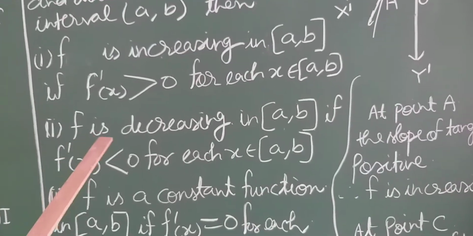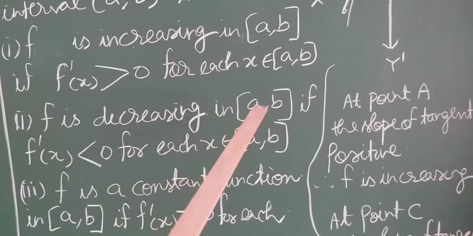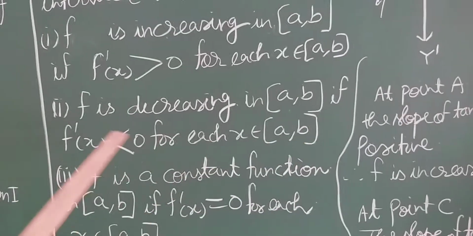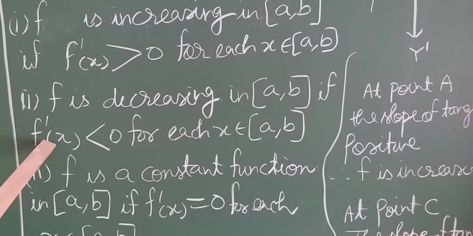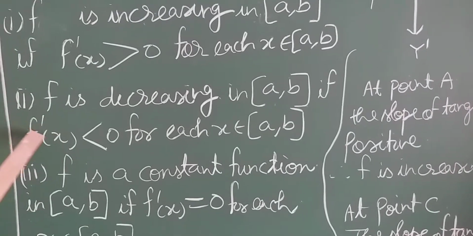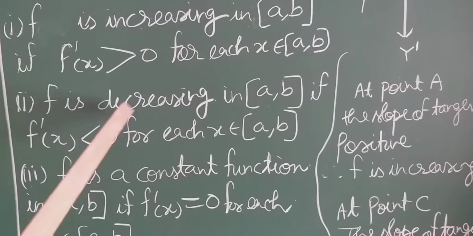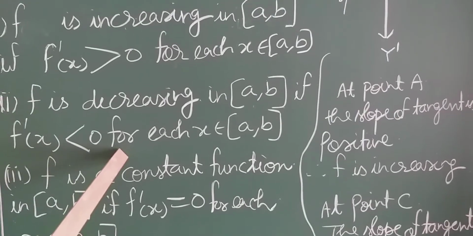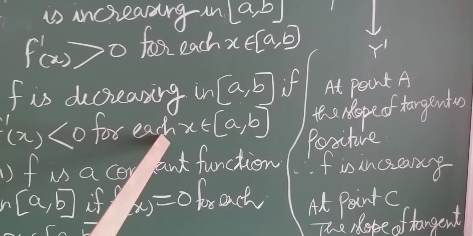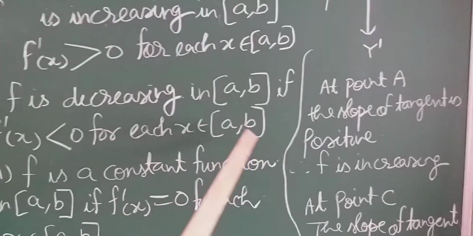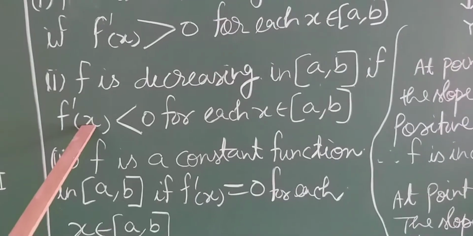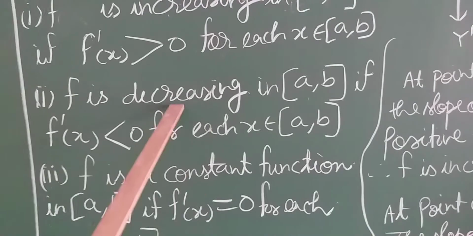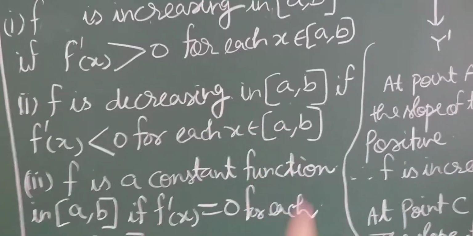Students, f is decreasing in the closed interval AB if the value of the first order derivative of the function at x is less than 0 for each value of x where x belongs to the closed interval AB. Means if f dash x is less than 0, then the function is called decreasing.